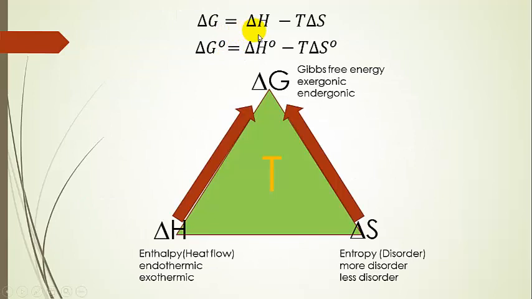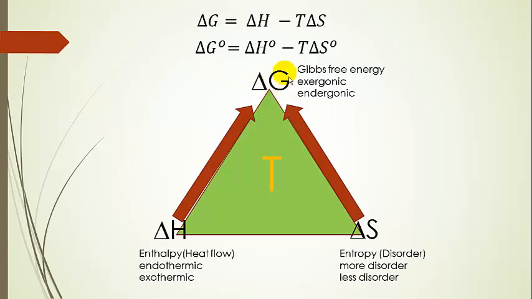So delta G equals delta H minus T delta S is an important equation to know in this chapter. And delta G ultimately decides whether the reaction is going to be exergonic, in that case the value of delta G is negative, or endergonic, in that case the reaction has a positive value of delta G. So it's an energy, so it's usually in kilojoules per mole or joules per mole.